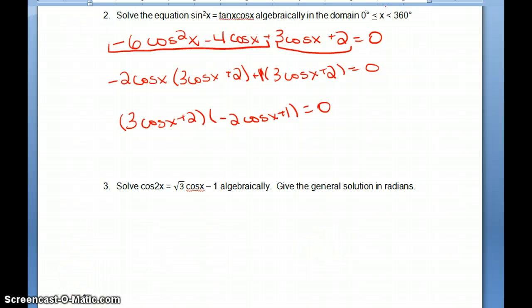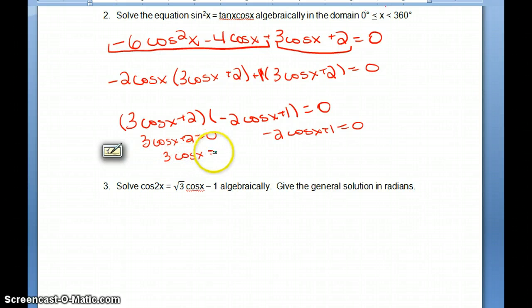Okay. So now we're going to use that strategy. We're going to set each of those factors equal to 0. So we have 3 cosine of x plus 2 is equal to 0, and negative 2 cosine of x plus 1 is equal to 0. Then from there we'll solve each one of those. Here we'll subtract 2 to the other side. So we have 3 cosine of x is equal to negative 2. Divide by 3, we have cosine of x is equal to negative 2 over 3.